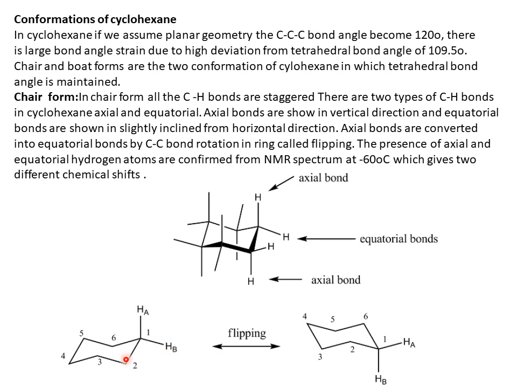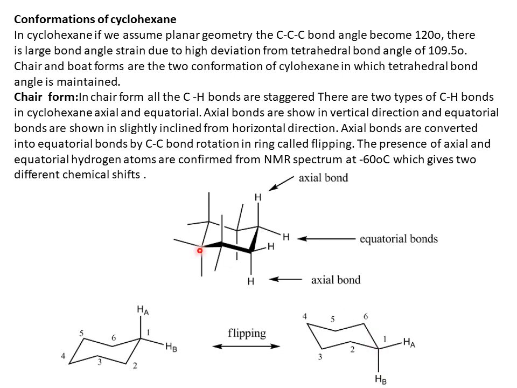There can be carbon-carbon bond rotation inside the ring, and due to this rotation, this CH2 group comes down, and this fourth CH2 group comes up, and we get this structure. This process is called flipping. At room temperature, it undergoes rapid flipping, and this axial HA bond becomes equatorial, and the equatorial bond HB becomes axial. This process is called flipping.